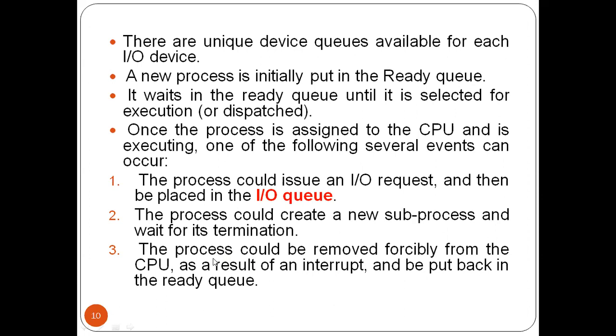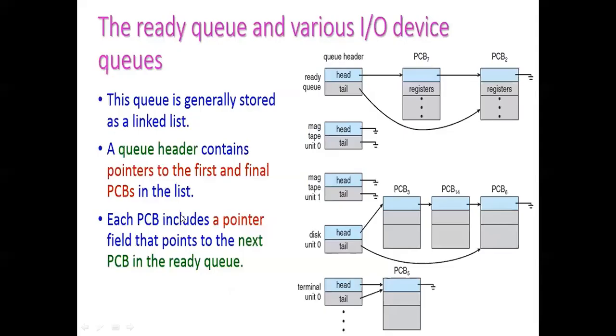The third case is the process could be removed from the processor, that is CPU, as a result of an interrupt. Whenever an interrupt occurs, the process will be removed from the processor and it will be again put back in the ready queue. So here you can see the queue header, that is, the ready queue will be containing the queue header in which head and tail are there.